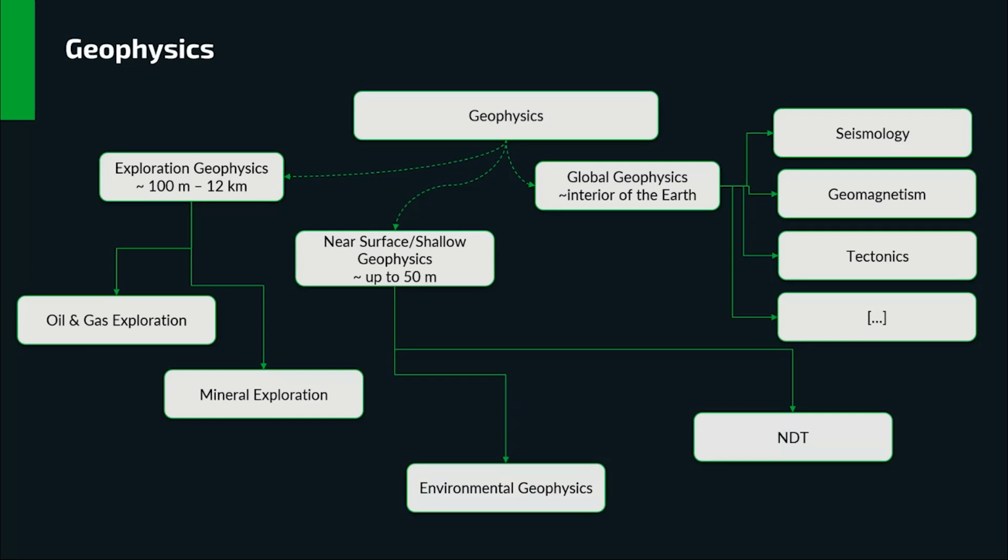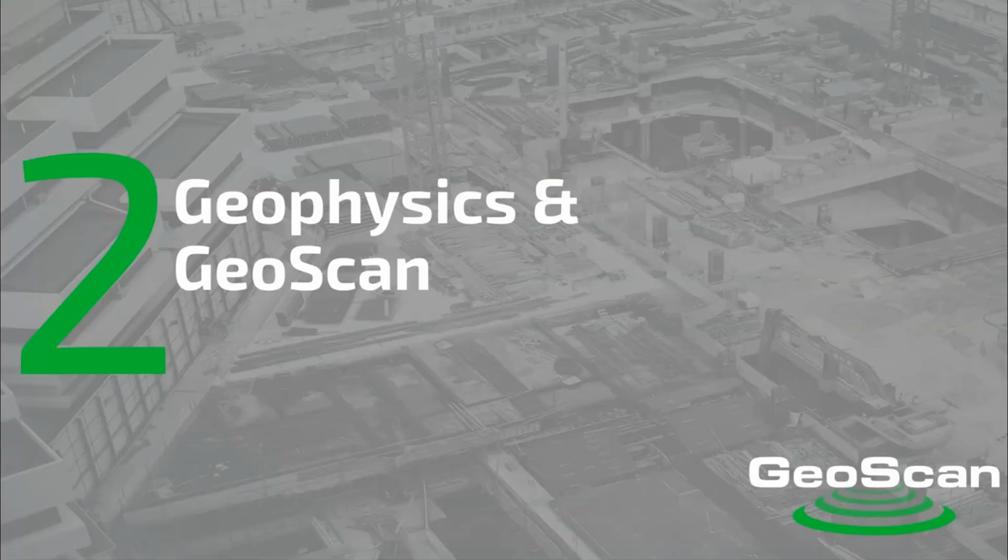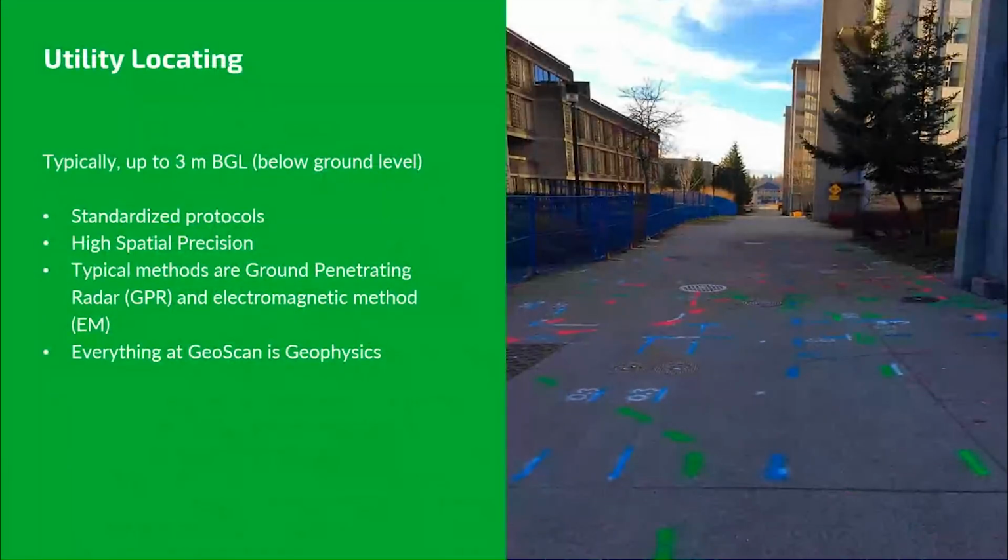So what kind of relationship does GeoScan have with geophysics? Well, you probably heard of utility locating. A lot of our clients know us as a utility locating company, which is true and has been true and will be true. Usually, utility locating goes up to about 3-meter depth, and uses high-resolution ground-penetrating radar and electromagnetic methods to map out the utilities.